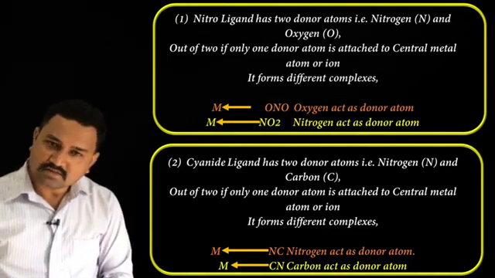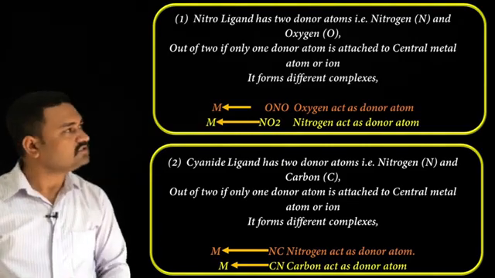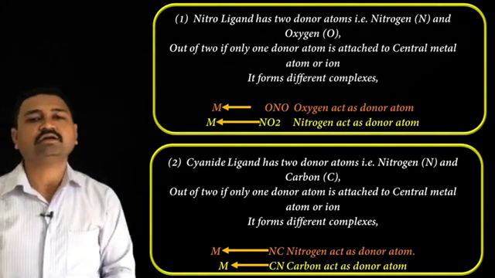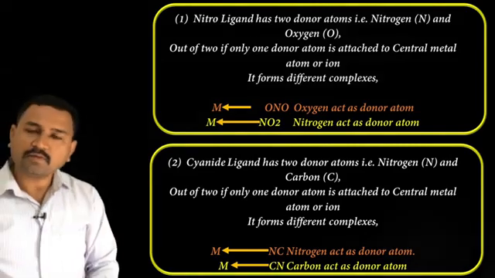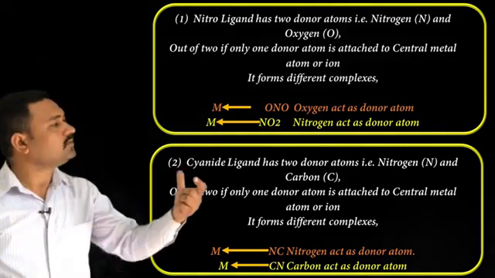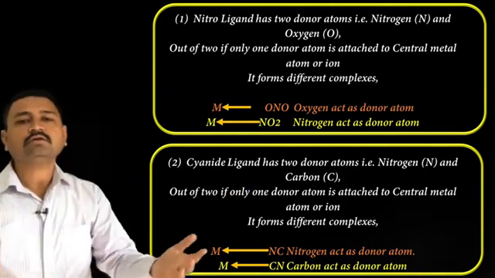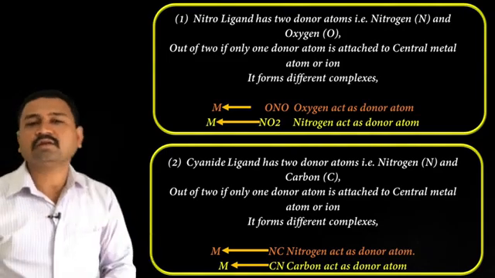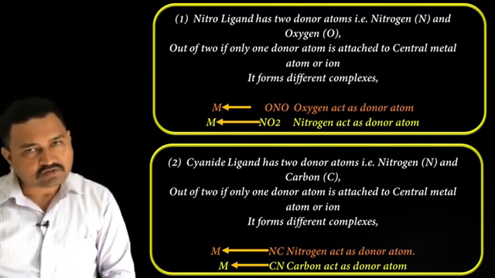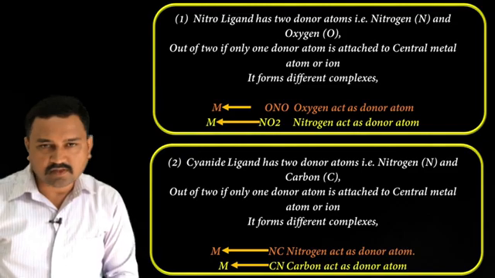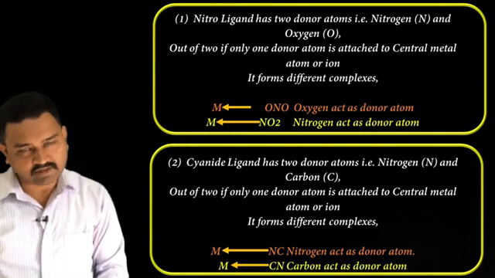Now let us consider the second example, the cyanide ion. In this cyanide ion, the carbon and the nitrogen atoms both contain a lone pair of electrons, so both can act as a donor atom here. During complex formation, if the carbon donates the lone pair of electrons to the central metal atom or ion, it will form one type of complex. Instead of carbon, if in another complex the nitrogen atom of the cyanide group donates the lone pair of electrons to the central metal atom or ion, it will form another type of complex. So such ligands are called ambidentate ligands.